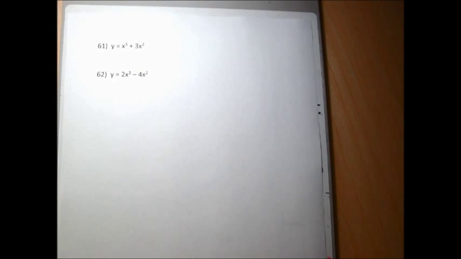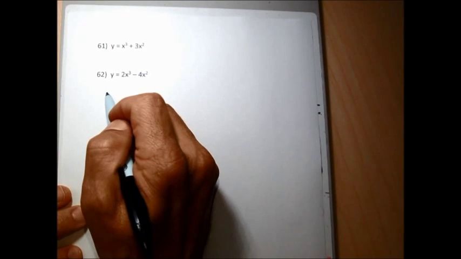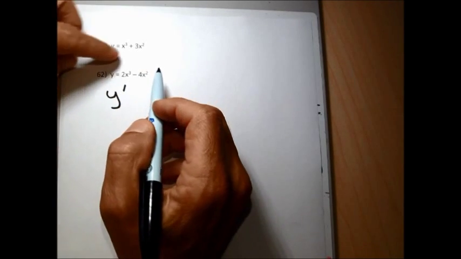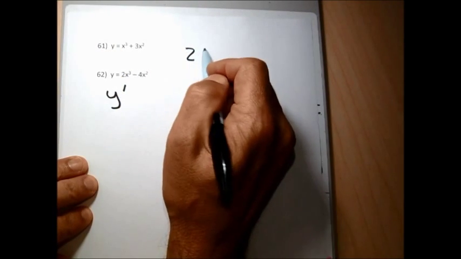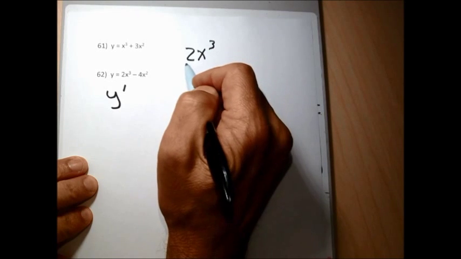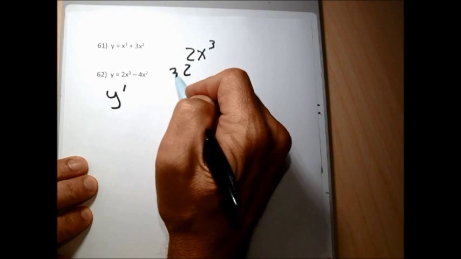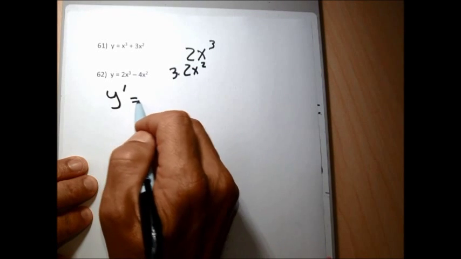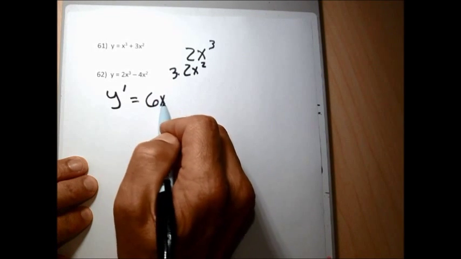So first thing I need to do with part A is find the values of x where the tangent line is horizontal. Of course, that involves finding the derivative and setting it equal to 0. So I'm going to find the derivative. For 2x cubed, I'm going to take the exponent 3, multiply it by the coefficient 2, lower the exponent by 1. So the derivative of 2x cubed is 6x squared.